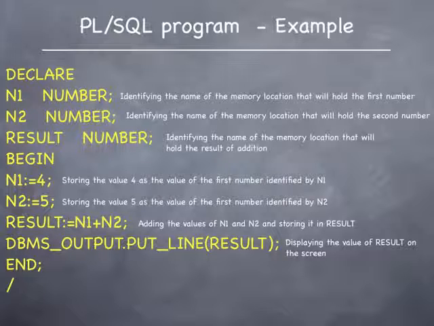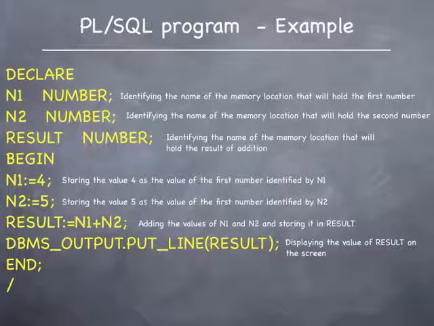This is then followed by the keyword begin. The word begin starts the body of the program, where the statements that are needed to accomplish the given task are written. The first statement, N1 equal to 4, assigns the value 4 to N1.